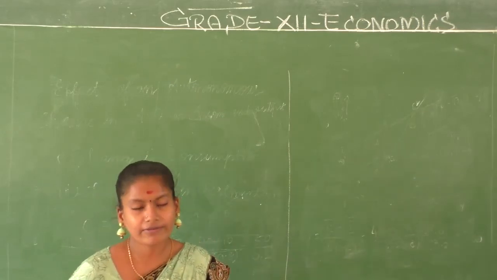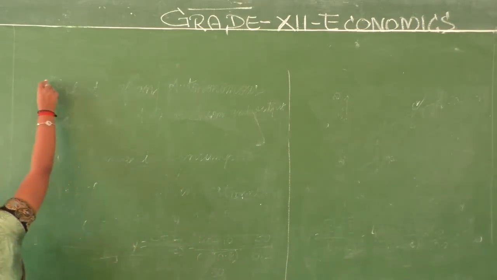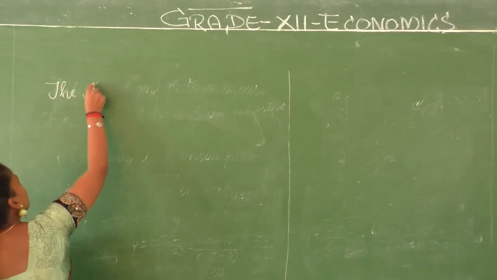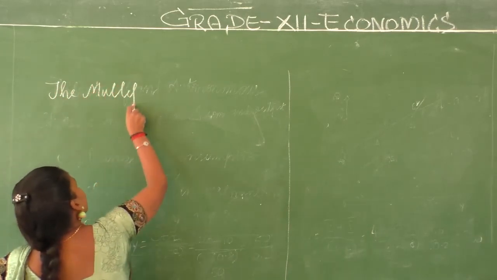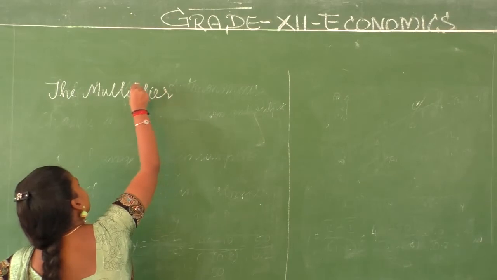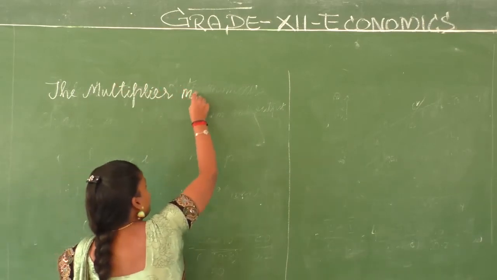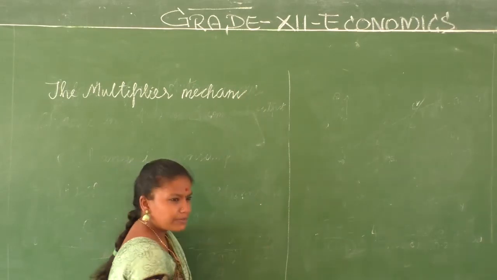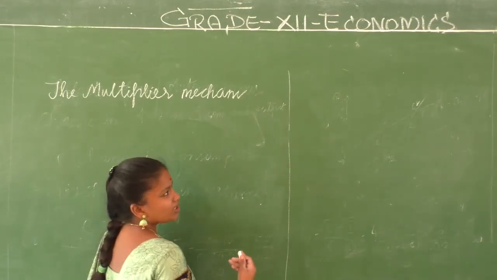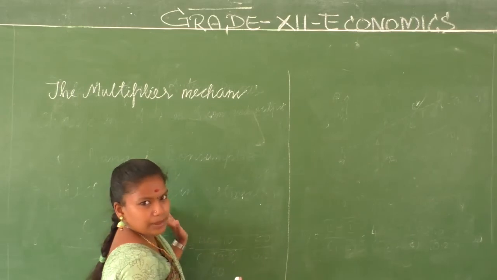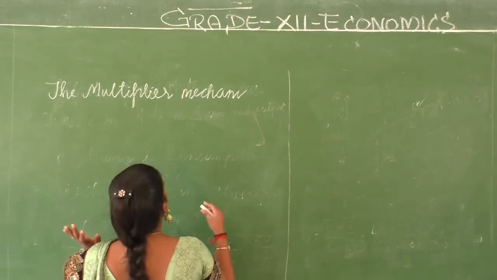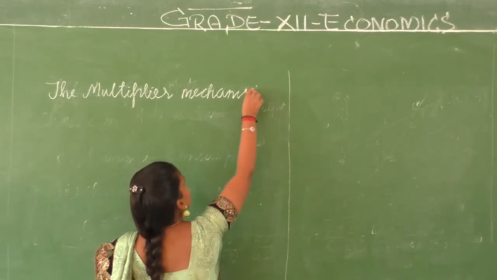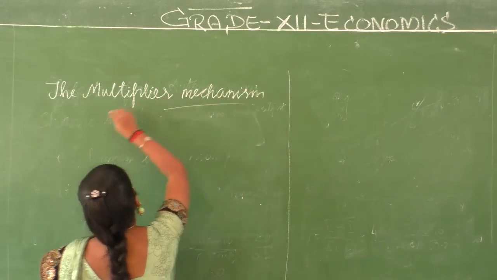Fine. So what are we going to discuss next? The multiplier mechanism. Why are we studying it? How an autonomous increment in the investment has changed the income and output is what we are going to discuss. How it multiplies.